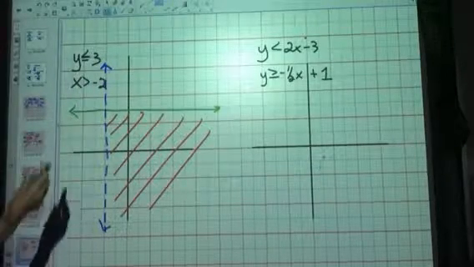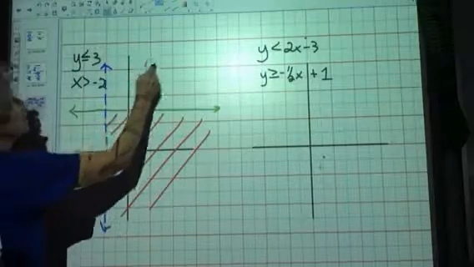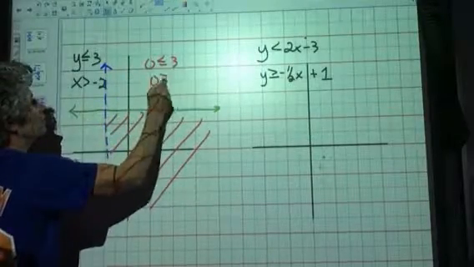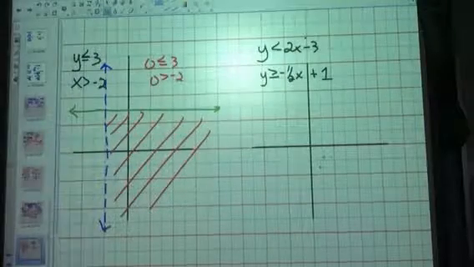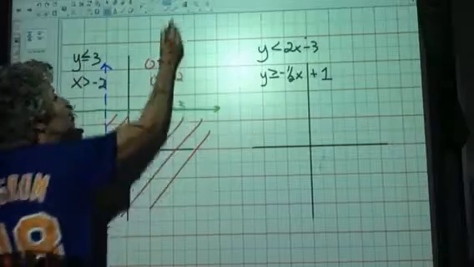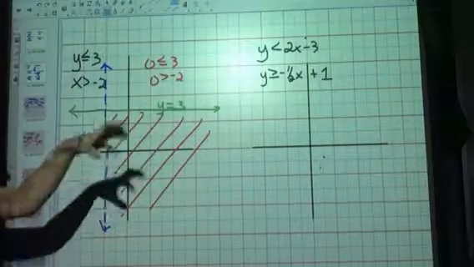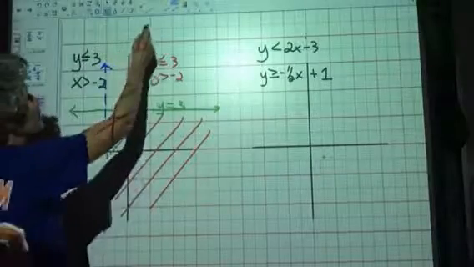Or you could, again, put 0, 0 in here. Yeah, there's 0, 0. 0 is less than 3, but it's greater than negative 2. So there's your answer. Makes sense to label them. That's y equals 3 and x equals negative 2. And here's another system. System is when you have 2 at the same time.